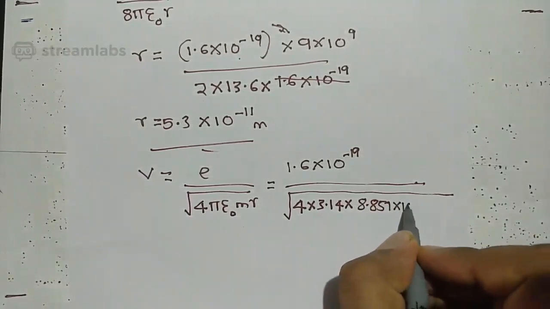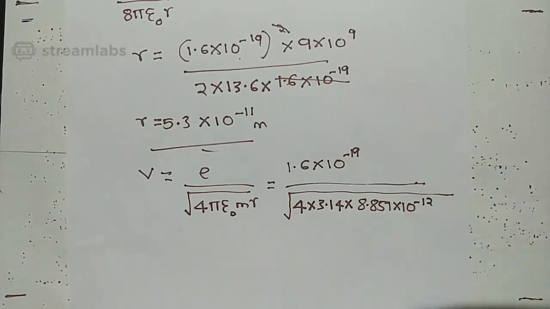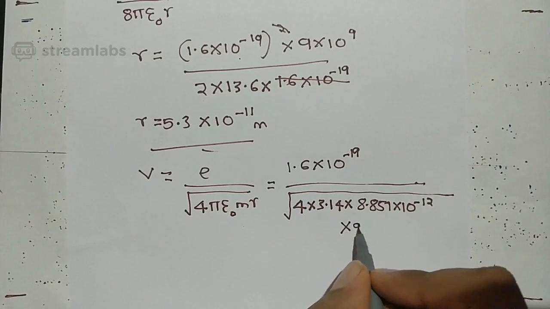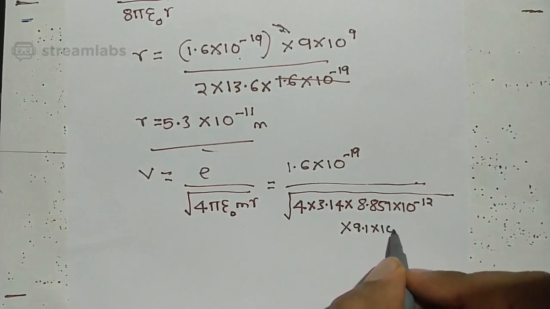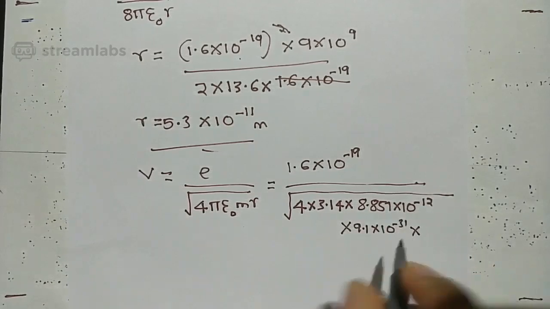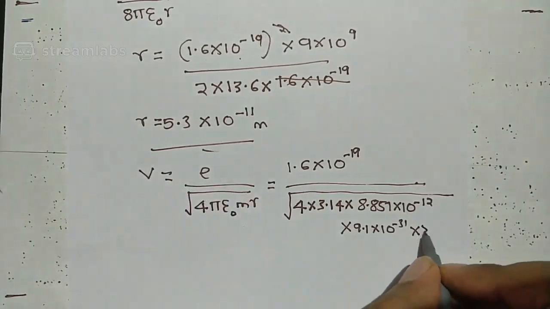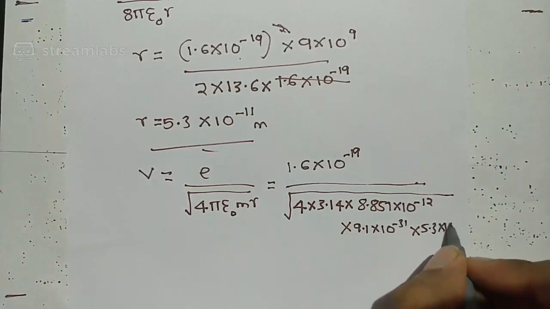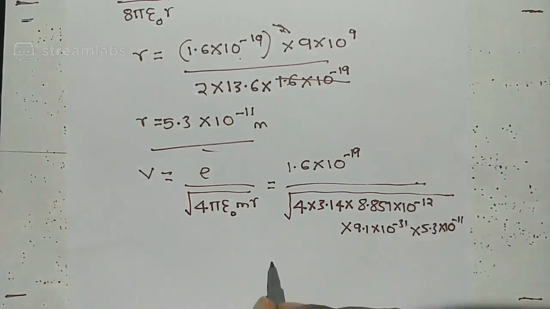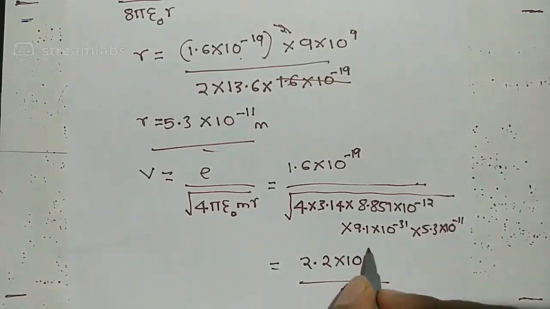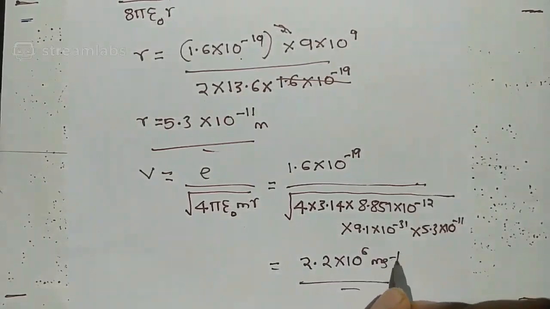8.857 into 10 to the power minus 12, into the mass of the electron, 9.1 into 10 to the power minus 31 kg, into the radius. You got the radius value just now, that is 5.3 into 10 to the power minus 11. So when you solve this, you will get the answer as 2.2 into 10 to the power 6 meter per second.